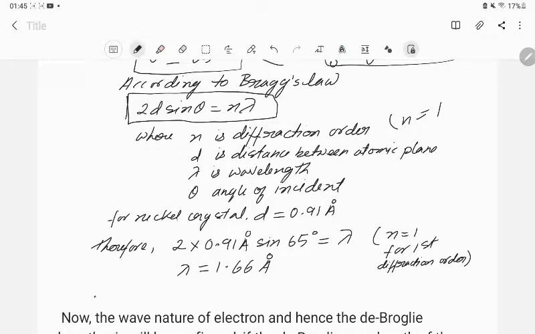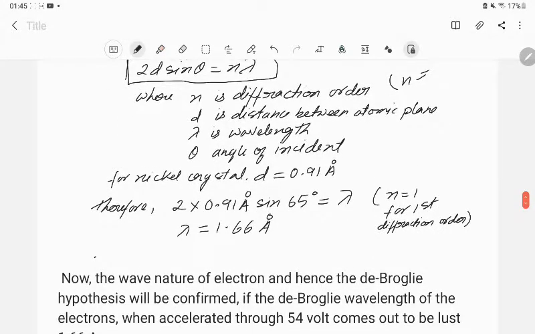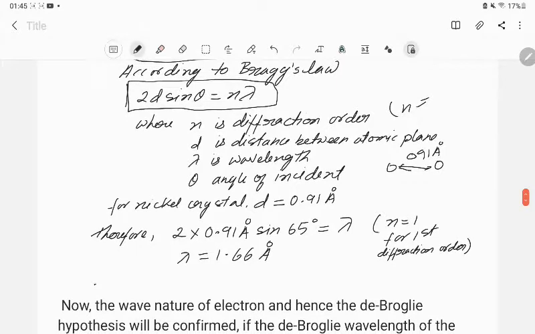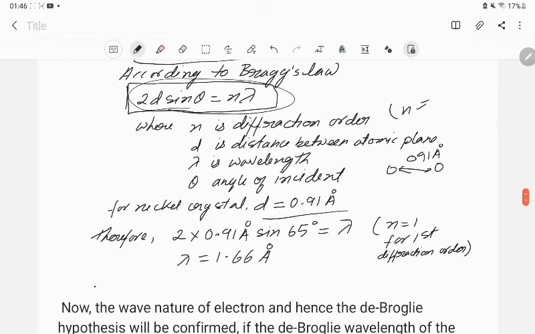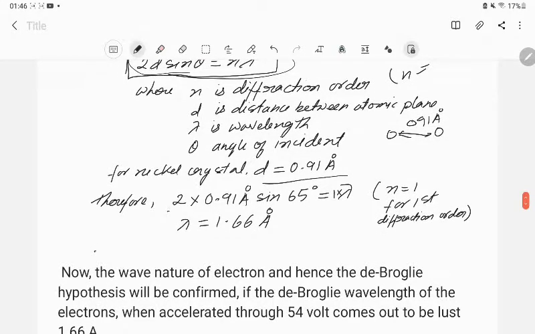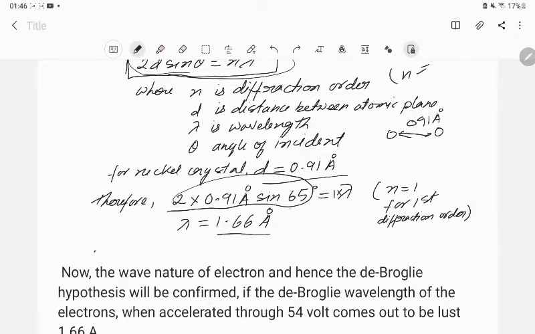Lambda is the wavelength, theta is the angle of incidence. For a nickel crystal, d is 0.91 angstrom. That means the distance between two atoms or lattice points is 0.91 angstrom for the nickel crystal. Okay, so now put the value of d in this equation. So 2 into 0.91 angstrom sine theta, where theta is 65 degrees, equals n is 1, so 1 into lambda is lambda only. When you calculate all this, you will get 1.66 angstrom. So we are getting lambda equal to 1.66 angstrom.